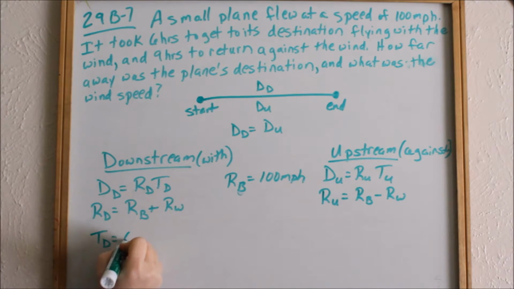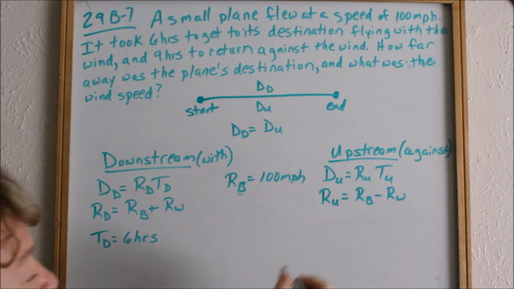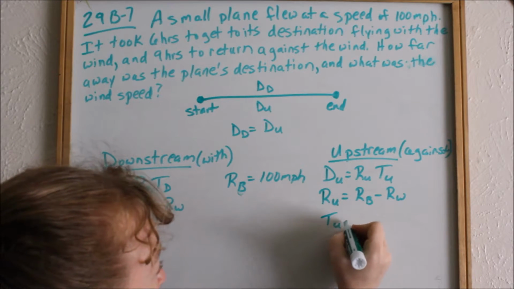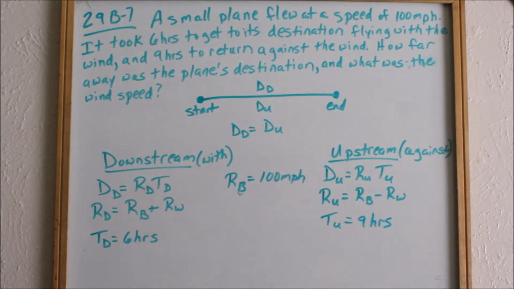Time of going downstream was 6 hours. Then it said, and 9 hours to return against the wind. Against the wind is upstream. So the time it took going upstream is 9 hours. Okay, that was pretty much everything that was given.